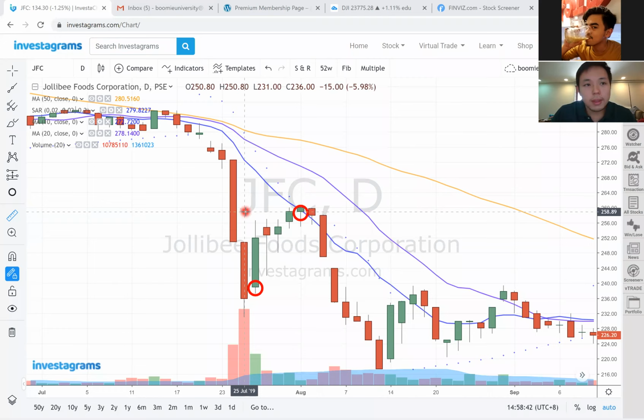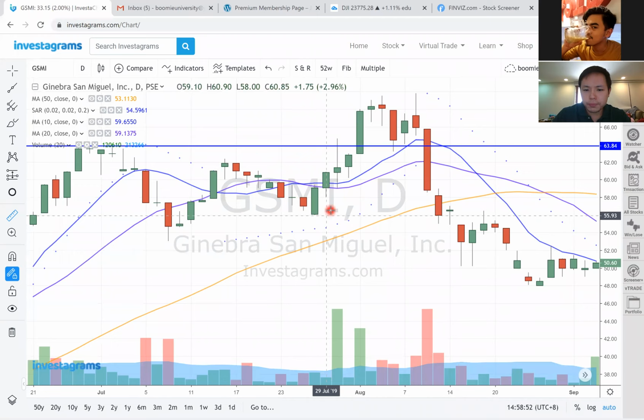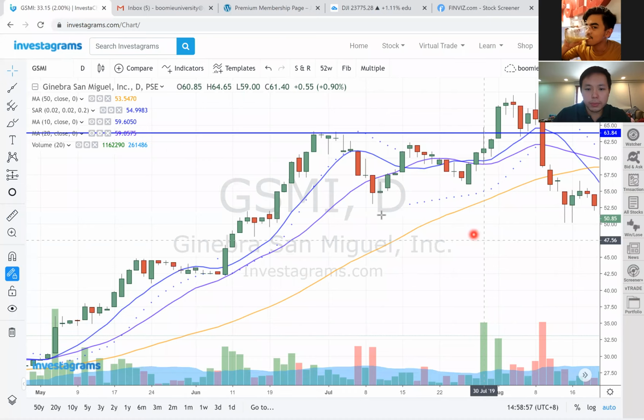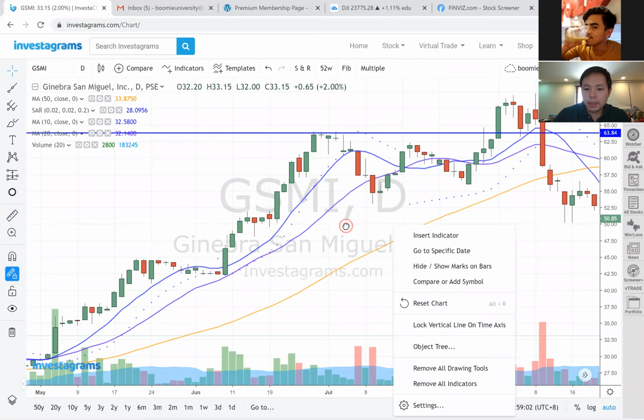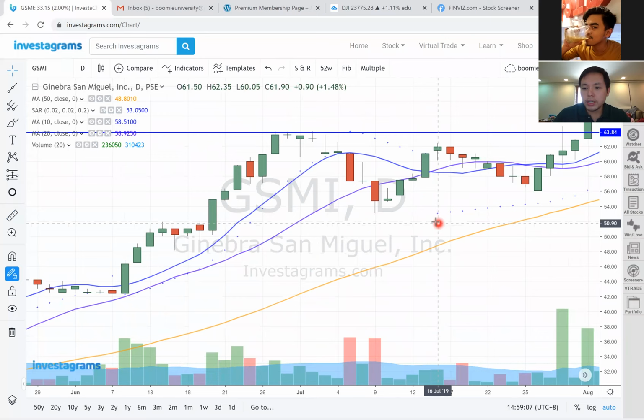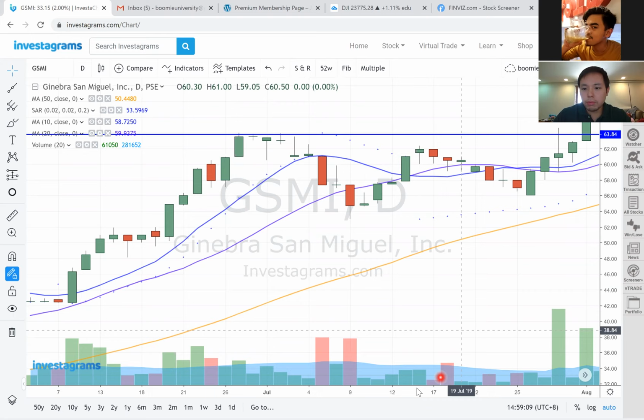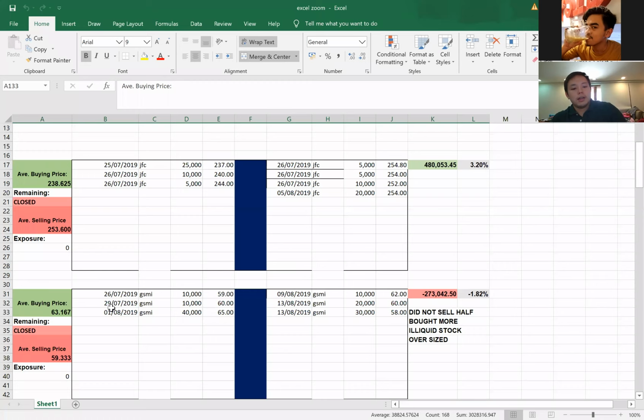Next one is a GSMI trade, which talo ko. Entering this trade is momentum. So, itong blue line na to is the ito yung parang breakout price ko, di ba? So yan. So ito yung chart, di ba? So bumili ako dito. Bumili ako sa, let's just check. Same August 26, 10k sa 59, 10k sa 60, add sa 65. That's the trade. Okay.